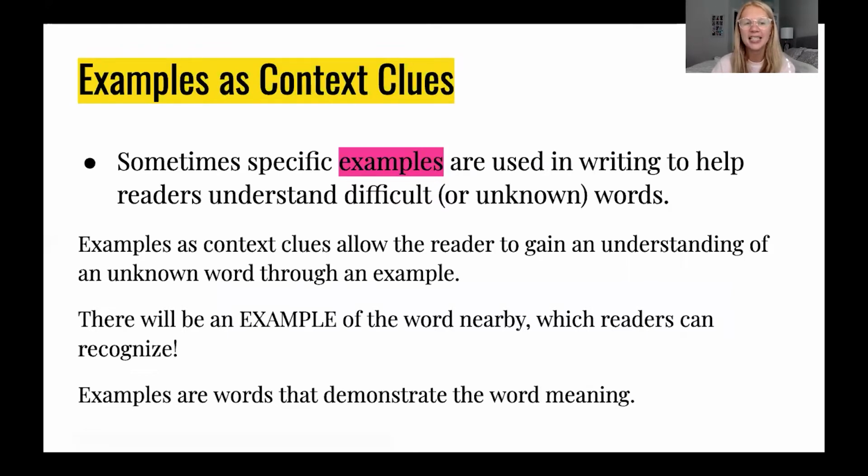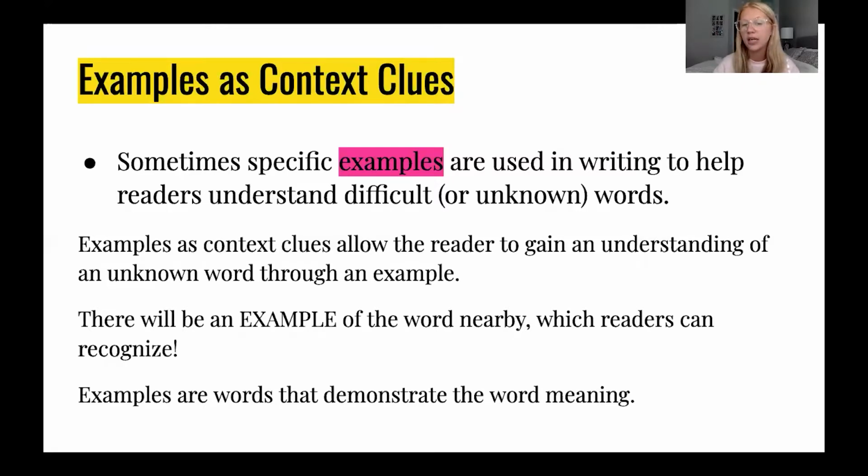Examples as context clues. Sometimes specific examples are used in writing to help readers understand difficult or unknown words. Examples as context clues allow the reader to gain an understanding of an unknown word through a specific example, an example that relates directly to the unknown word. There will be an example of the word nearby, which readers can recognize.